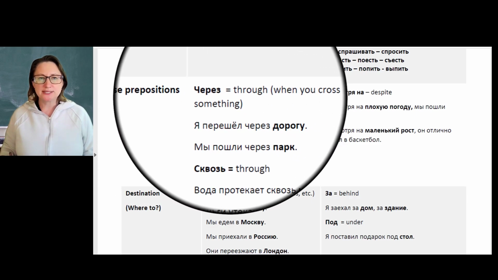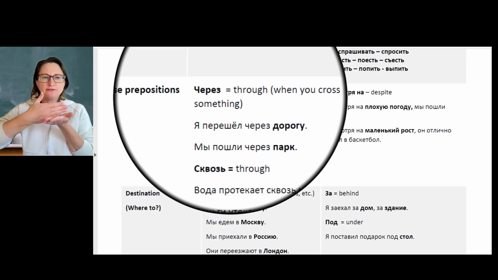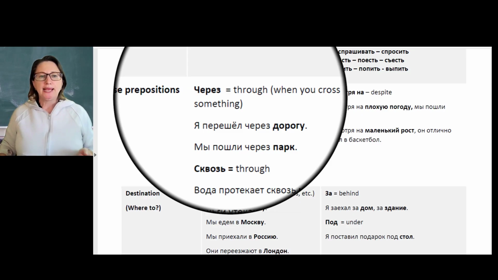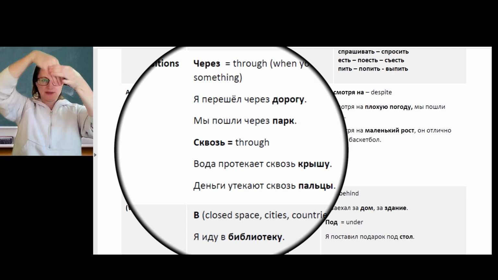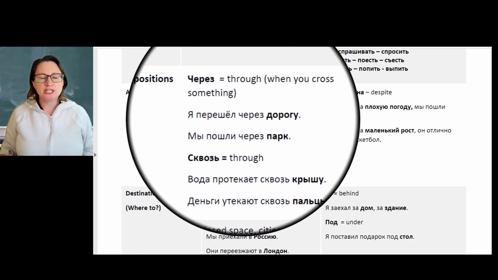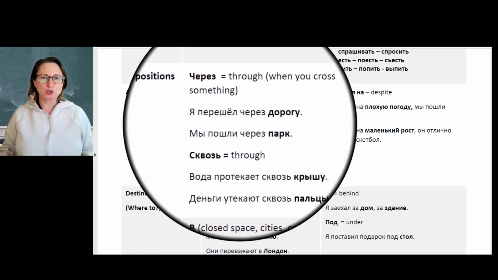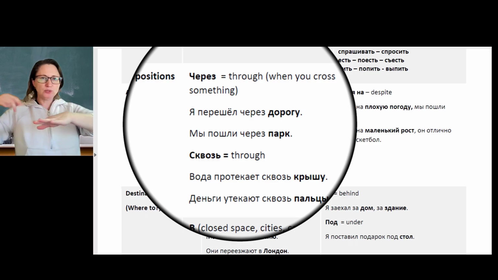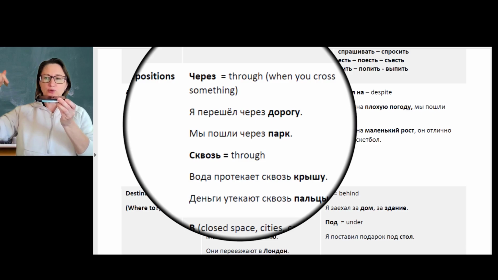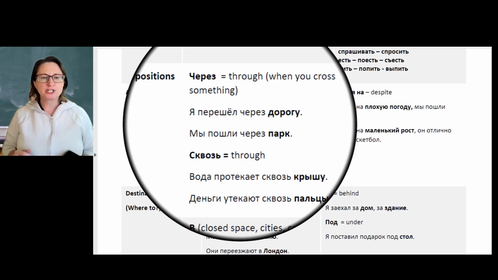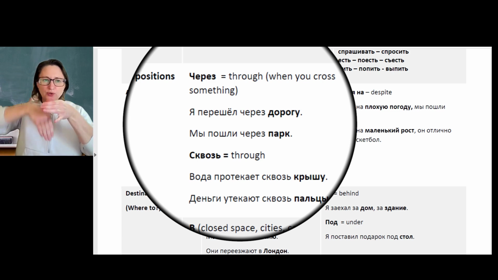So the preposition через means through something, like when you cross something. And the preposition сквозь means through, as in through something. So через as through, here are examples. Я перешел через дорогу. So there was the road and I crossed the road. Я перешел через дорогу. Мы пошли через парк. Let's say this is the park, and we decided to get from here to here by going through the park. Мы пошли через парк.